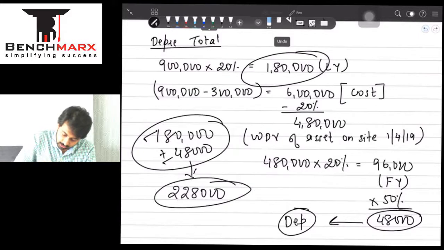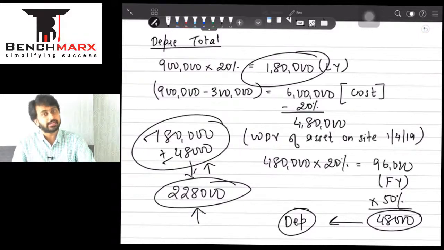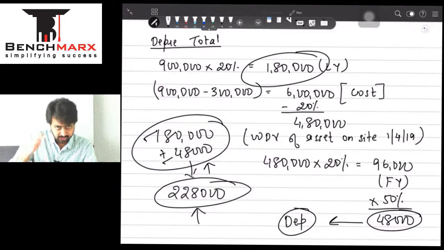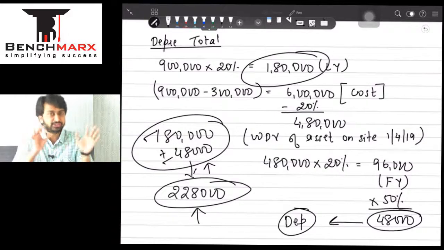हाँ, इसका split ये है. 228 का split 180 plus 48. ठीक है. सो दैट्स व्हाई आई सेड तुम नेट इम्पैक्ट ऑफ डेप्री पोस्ट करो कॉन्ट्रैक्ट में. दैट्स मच इजियर. ठीक है.